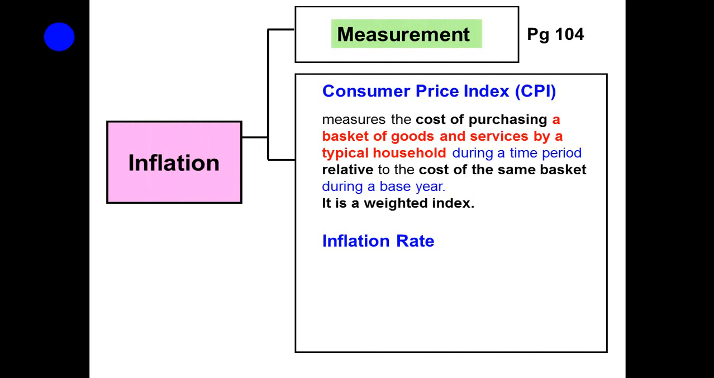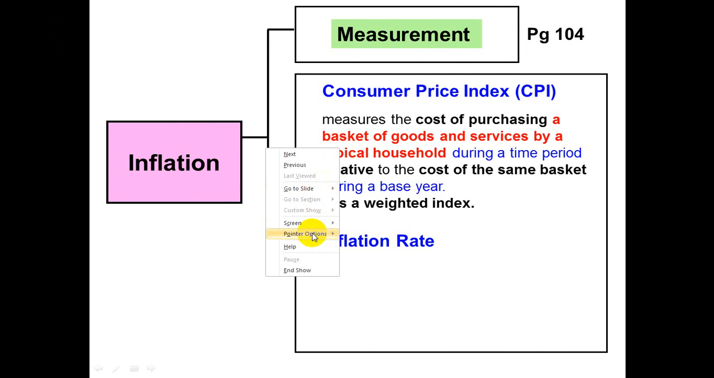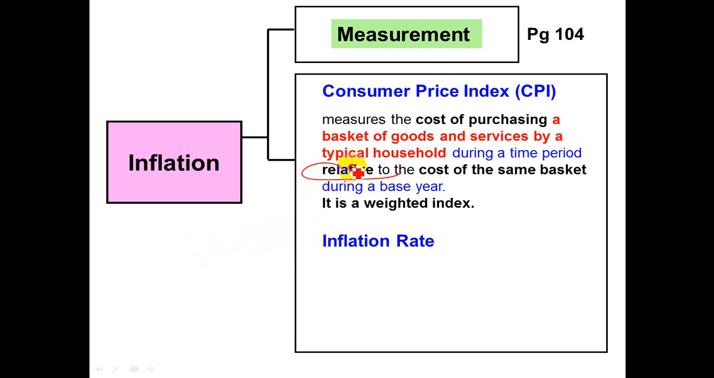Just read through. It measures the cost of purchasing a basket of goods and services by a typical household during a time period relative, which means compared, to the cost of the same basket during a base year. It is a weighted index. I'll show you an illustration later, but just to let you know that a base year could be any year that we use to compare. For example, we may say that we let 2010 be the base year.